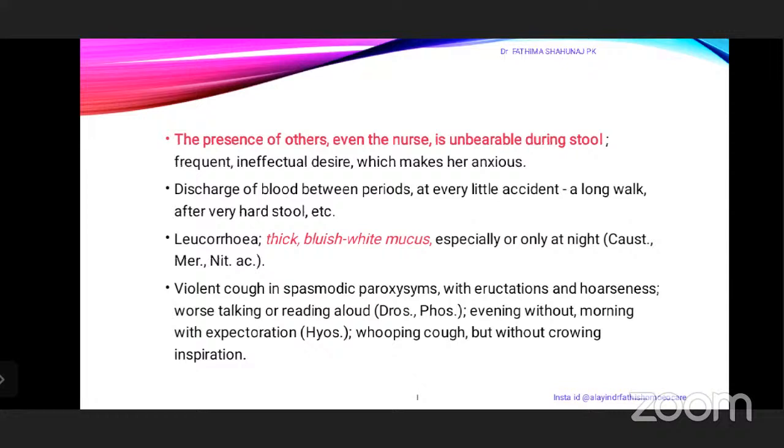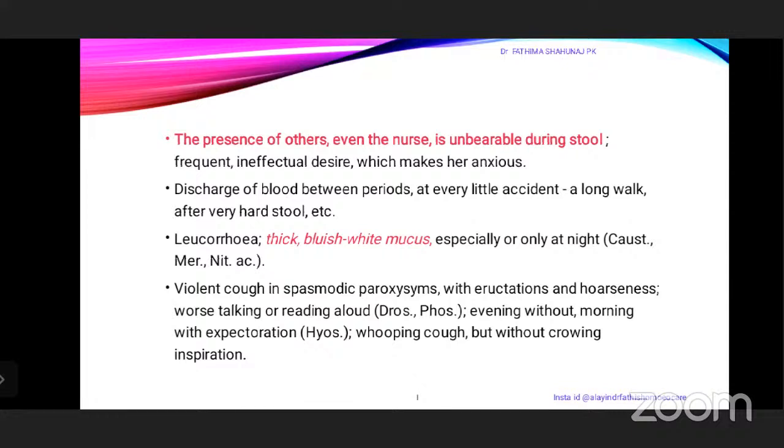Then in Phosphorus also, the cough is mainly from laughing, talking, reading, drinking, eating, and lying on left side. So, this cough is going from warm to cold air. The cough gets into these symptoms when we are going from warm to cold air.